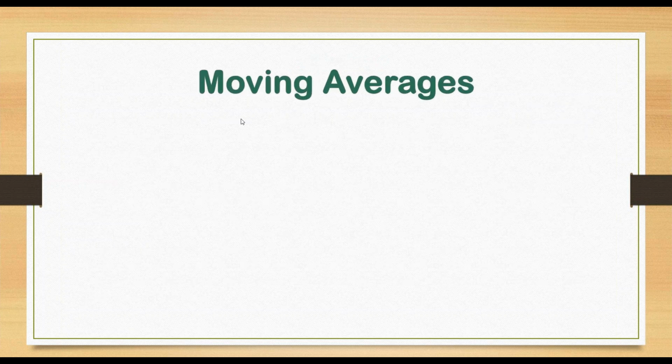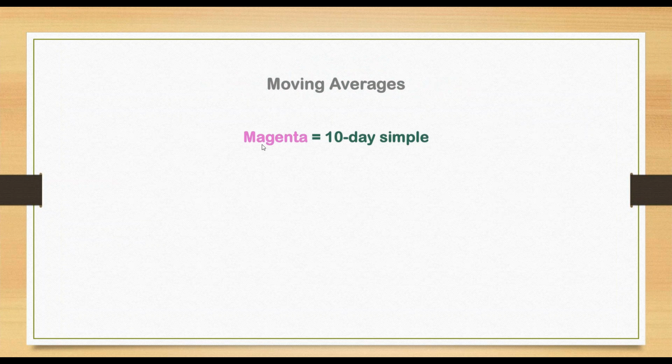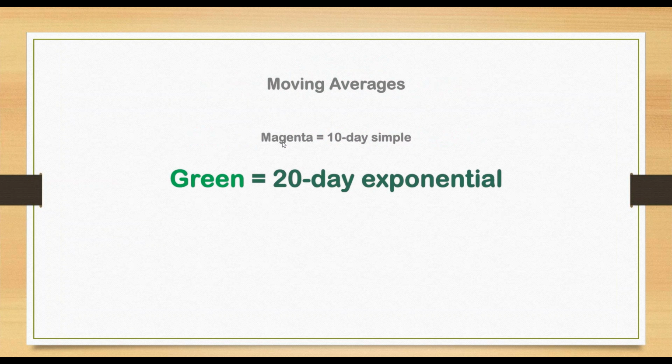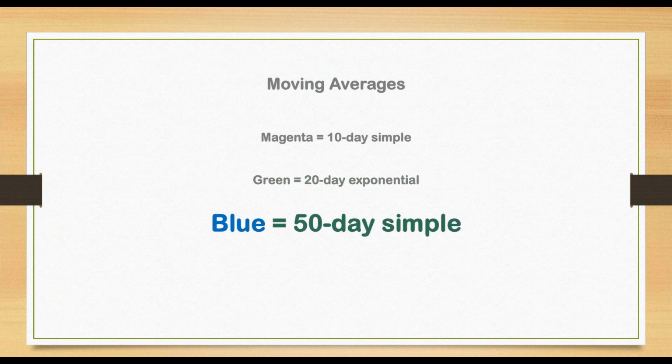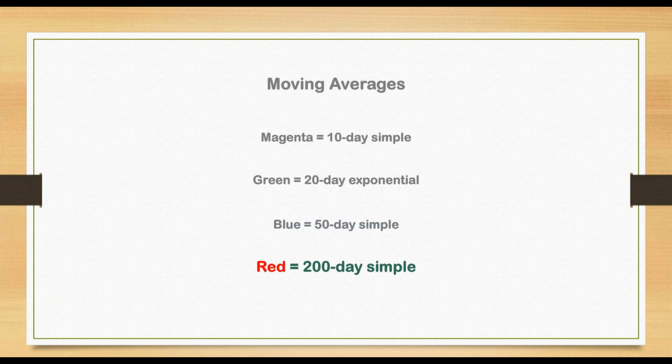And also just to review my moving averages so you aren't confused. The magenta moving average you'll see on the charts is a 10-day simple. The green is a 20-day exponential. The blue is a 50-day simple, and the red moving average is a 200-day simple moving average.